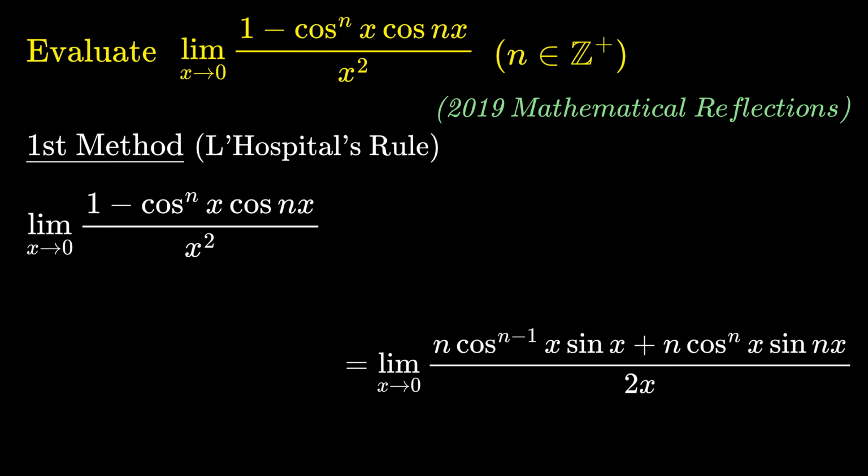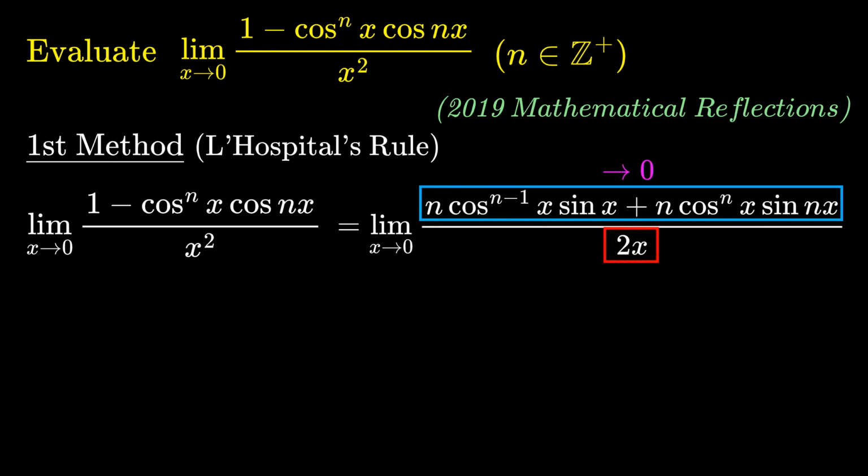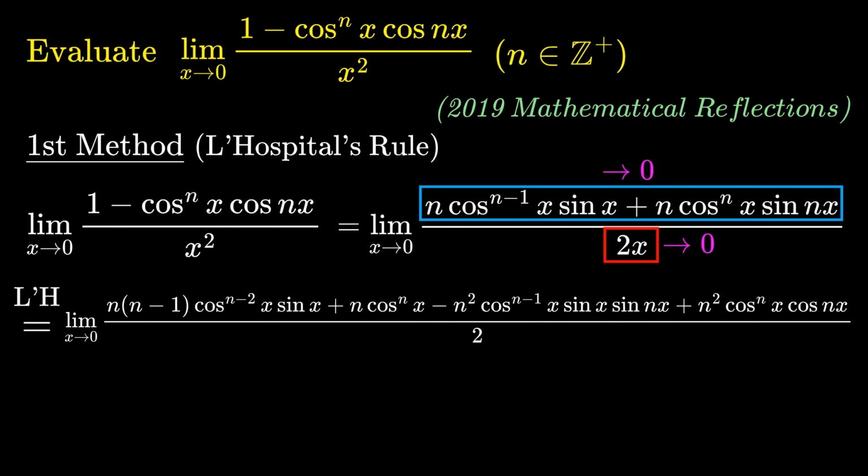I won't go through the details of taking the derivative, but what you will end up with is this function. Then if you plug in x equal to 0 in both the numerator and the denominator, you will see that this is still an indeterminate form of type 0 over 0. And so, we shall apply L'Hopital's rule again. After you have gone through the differentiation, you will get this large expression over here. And luckily, the denominator is a constant now.